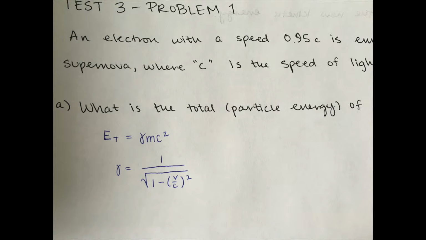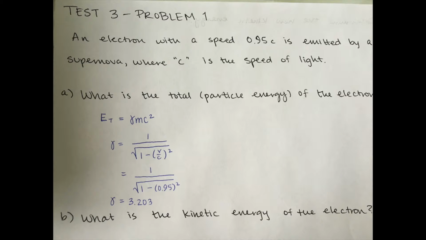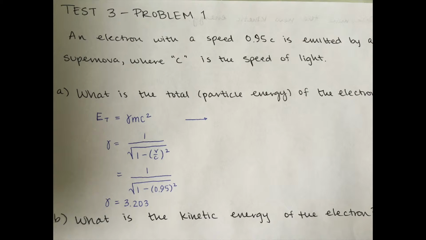From here, we plug in 0.95 c for v in the equation. Since c is in the velocity, we can cancel out the c's and square the term. This will give us 3.203 as gamma. Now that we know gamma, we can solve for total energy.